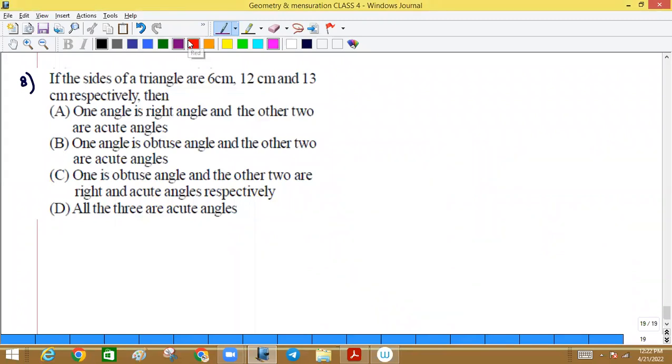The sides of the triangle are 6, 12, and 13. So it's asking you what kind of triangle it is. You remember, if a square plus b square is equal to c square, what kind of triangle is it? Right. If a square plus b square is greater than c square, what kind of triangle is it?